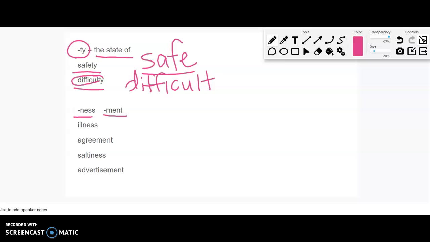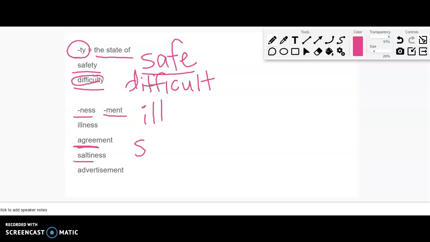-ness and -ment are two other suffixes that turn words into nouns. I can take the word ill, the adjective, being sick, feeling sick. If I add the suffix, illness, suddenly it's like being sick, the state of being sick. Agreement. I can agree with someone. If we agree, we have an agreement. Suddenly, that verb to agree turns into a noun, something that we have between us.